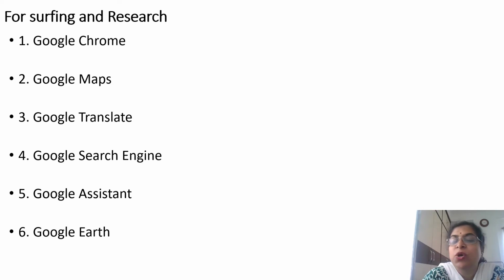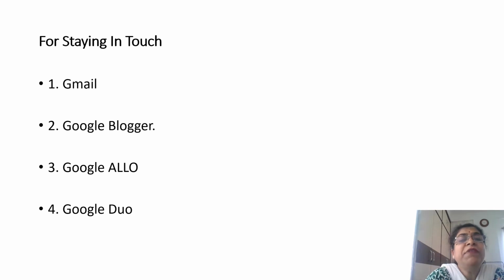Google Assistant means it is going to assist you in many ways. Then Google Earth. Google Earth means it is showing you the satellite view of the earth, and it will help you to find out any particular place. Now we will see for staying in touch.